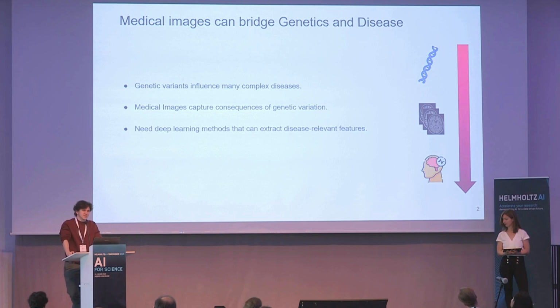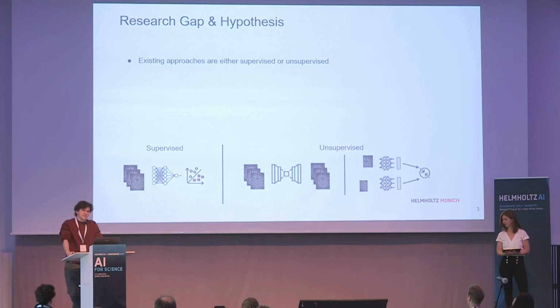Because these images are often very high-dimensional, we need robust deep learning methods that can capture disease-relevant features and enable downstream genetic analysis. Existing supervised approaches often require extensive annotations, whereas unsupervised ones can capture scanner artifacts that can overshadow the disease-relevant signal.